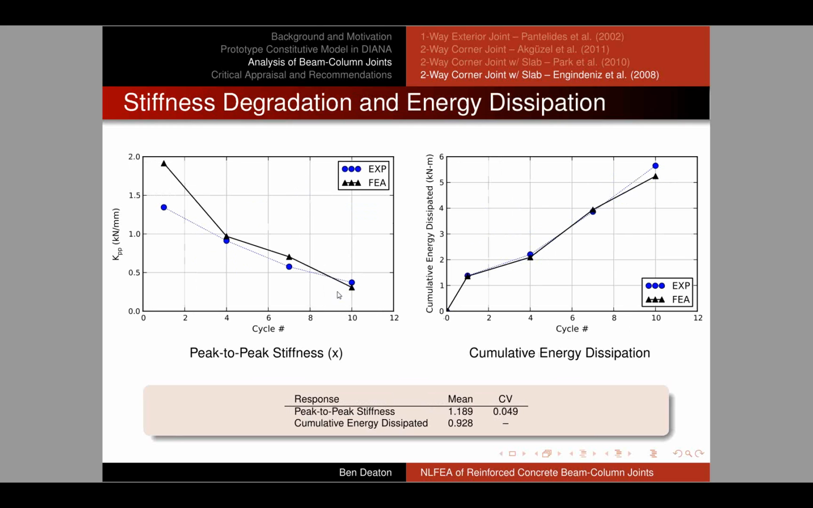In terms of stiffness degradation, you can see on the left, our peak-to-peak stiffness was initially too stiff. This was something we've seen in all the specimens. But again, after one or two cycles were completed, we saw very, very good agreement on peak-to-peak stiffness. And this specimen showed the best agreement in terms of cumulative energy dissipated. So the plot on the right is the cumulative energy versus the cycle number. And you can see that for the first 3 cycles, the experimental and numerical response are almost indistinguishable until we get to the final cycle and we see a little bit of deviation.